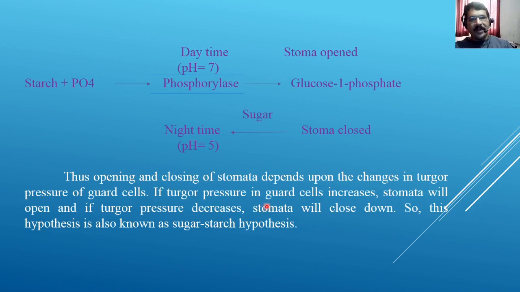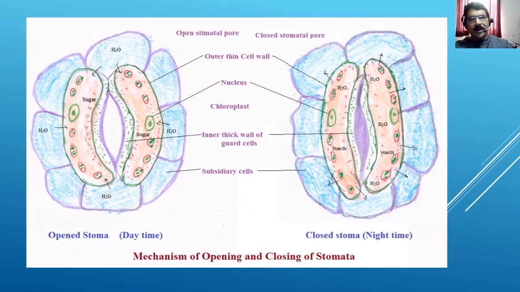So thus opening and closing of stomata depends upon the changes in turgor pressure of guard cells. If turgor pressure in guard cells increases, stomata will open, and if turgor pressure decreases, stomata will close down. So this hypothesis is also known as the sugar starch hypothesis. Now we will see a diagrammatic representation of the entire process of opening and closing of stomata. You can see here open stomata and these are closed stomata.